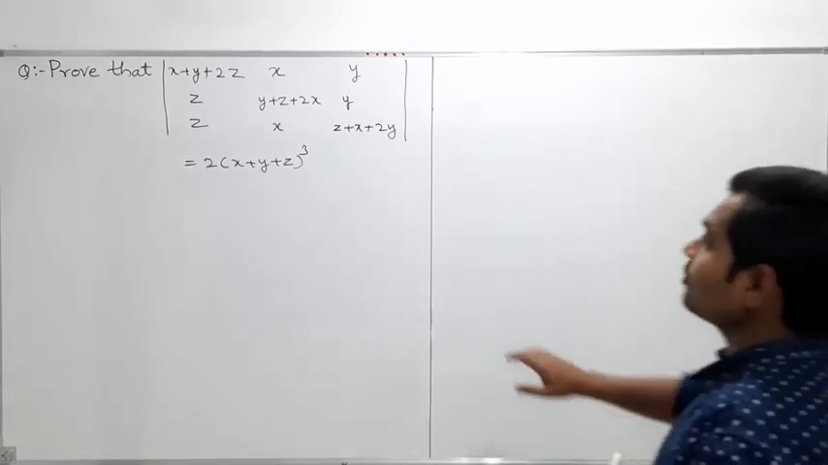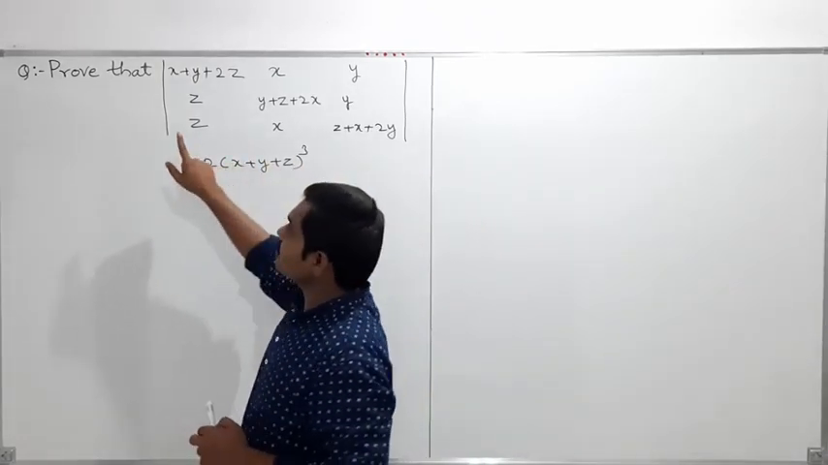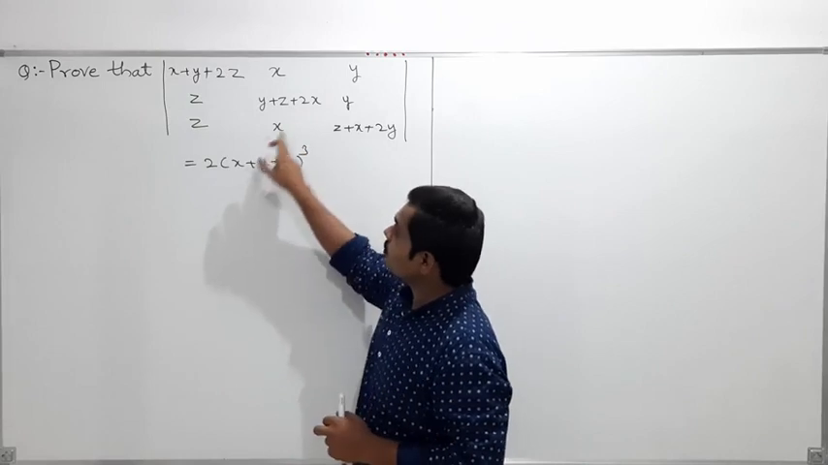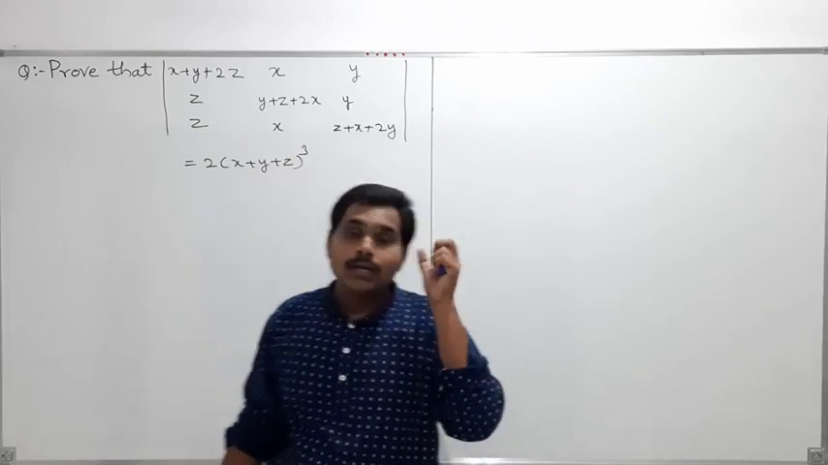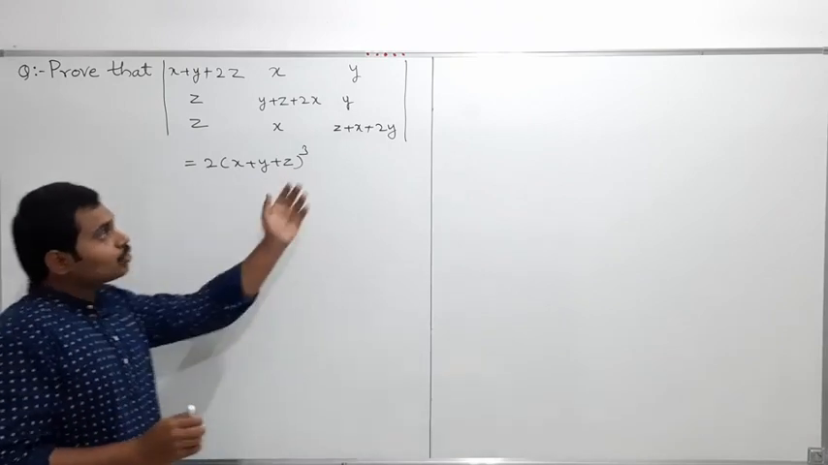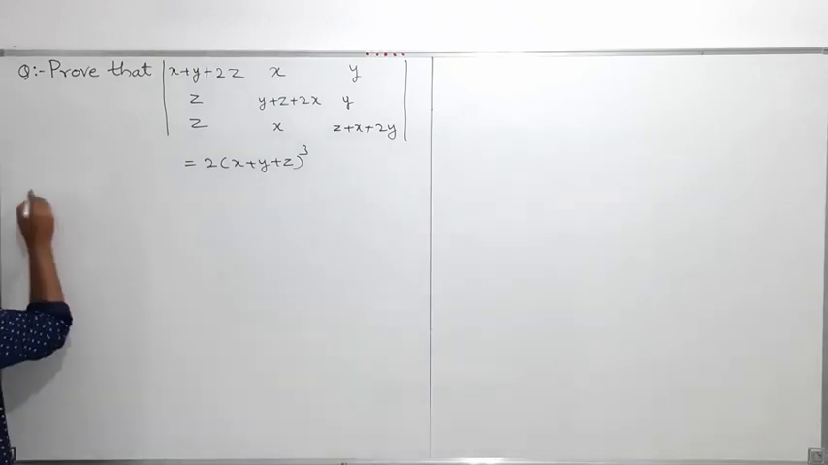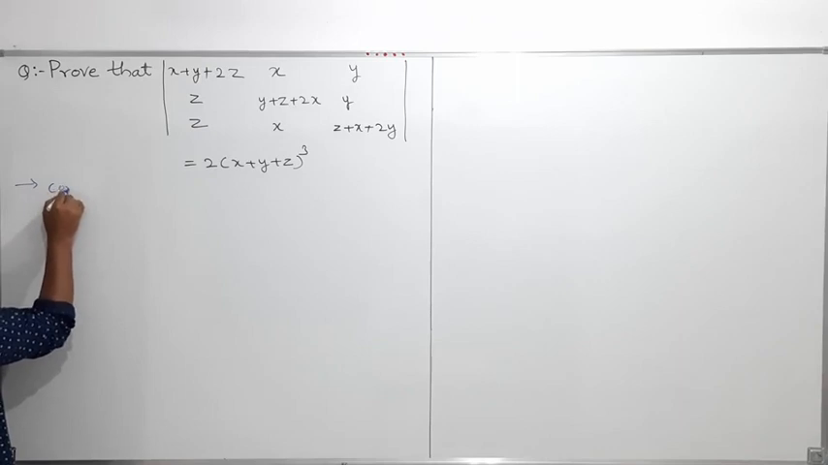The next question I wrote, my dear students. The question given to you is: prove that this determinant value is equal to 2 into (x plus y plus z) whole cube. Again, this is also very important. To prove this, first what I will do, my dear students, first I consider the, here it is.